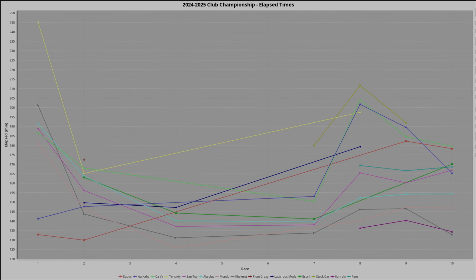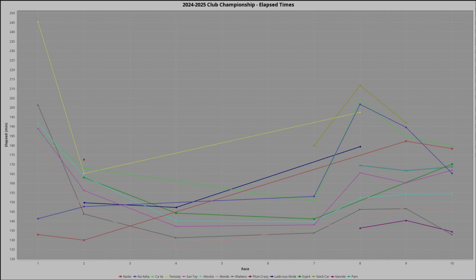What I'm showing here is the elapsed time for each of the races. On the bottom we have races 1, 2, 3, 4, 5 up to 10, and on the left the number of minutes the boat took to get around the racetrack. So obviously the faster boats are at the bottom of the screen and the slower boats at the top. The first thing to note is that if all the boats were very consistent and always sailed to their capabilities, none of these lines would cross.